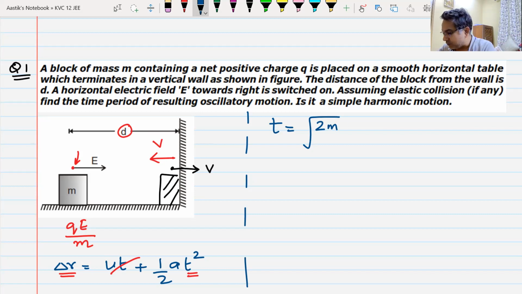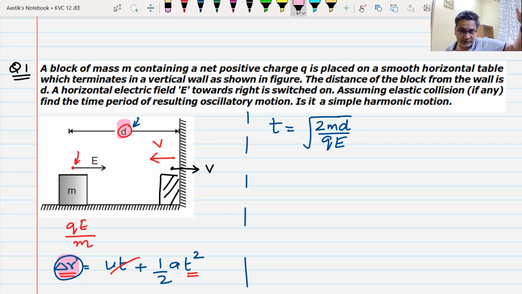2 times m into d divided by q into e. Your displacement is d in this question. Do we understand this? So this will be the time. Now, this is 1/2 of the revolution. Now it will again come back. And when it comes back to the initial point, that is the total time period. Do we understand this? Yes, sir.